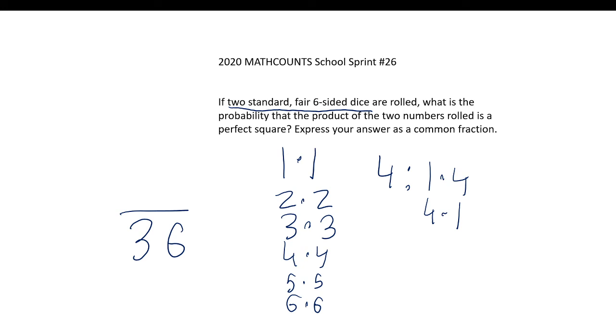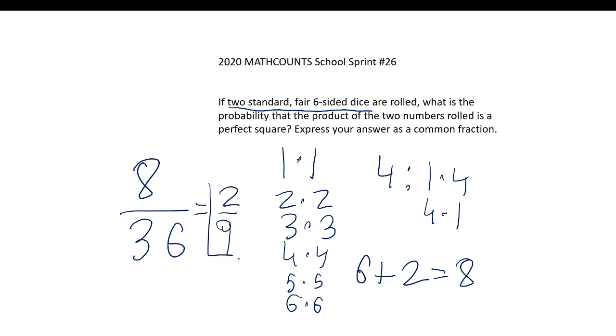If you know your multiplication tables, this should be clear to you why there are only 6, plus 2, 8 favorable outcomes. Now we just simplify this down. 4 multiplied by 2 is 8, and 4 multiplied by 9 is 36, so the probability that the product of the two numbers rolled is a perfect square is 2 9ths, 2 over 9.